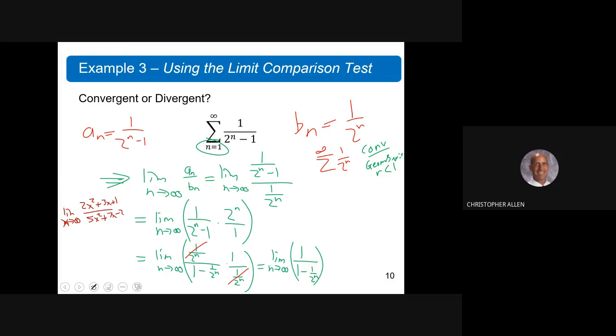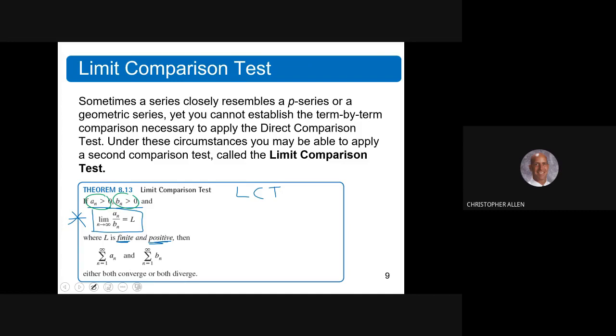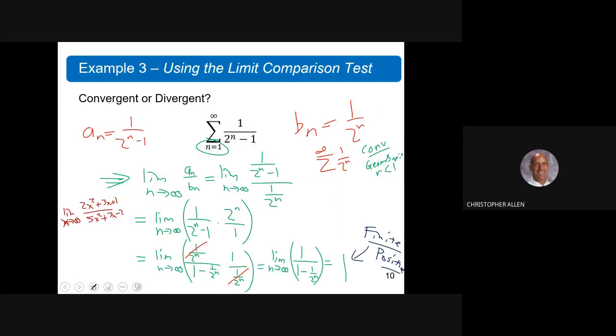So now we're left with 1 over 1 to the 2 to the n, which by the way, as n goes to infinity, that's equal to what? It's 1. It's just 1. And now I'm going to make a note. This 1 is finite and it's positive, isn't it? And since it's finite and positive, which is what my theorem requires, then it says either both series converge or diverge.